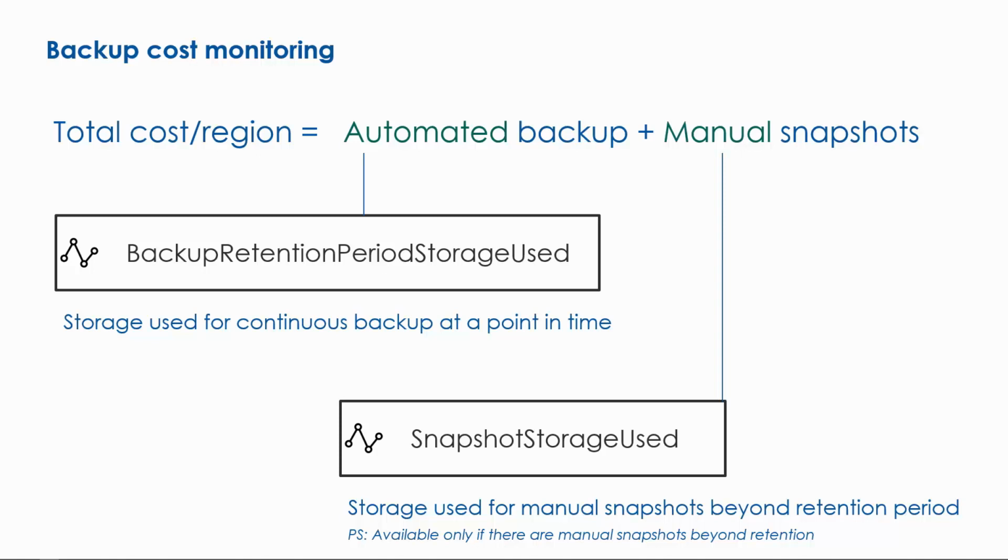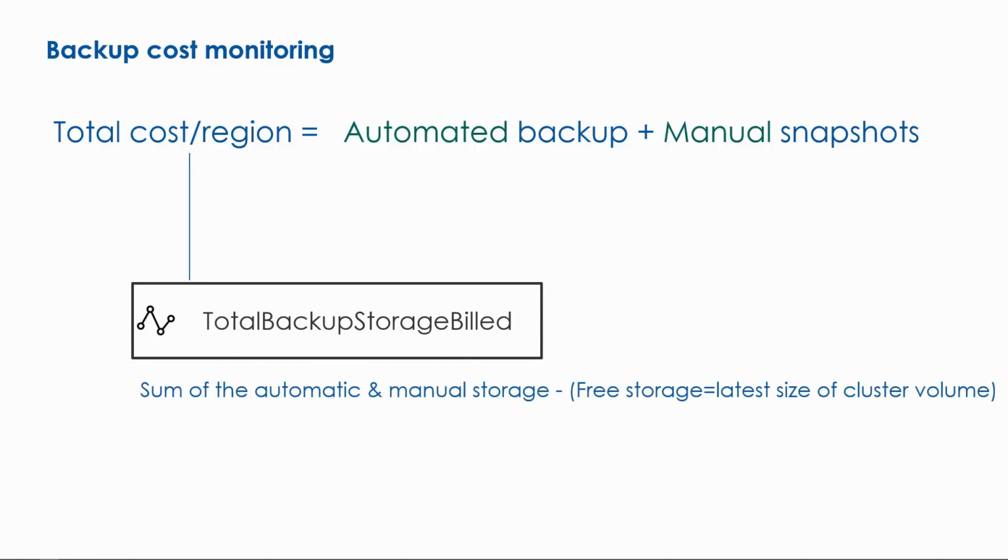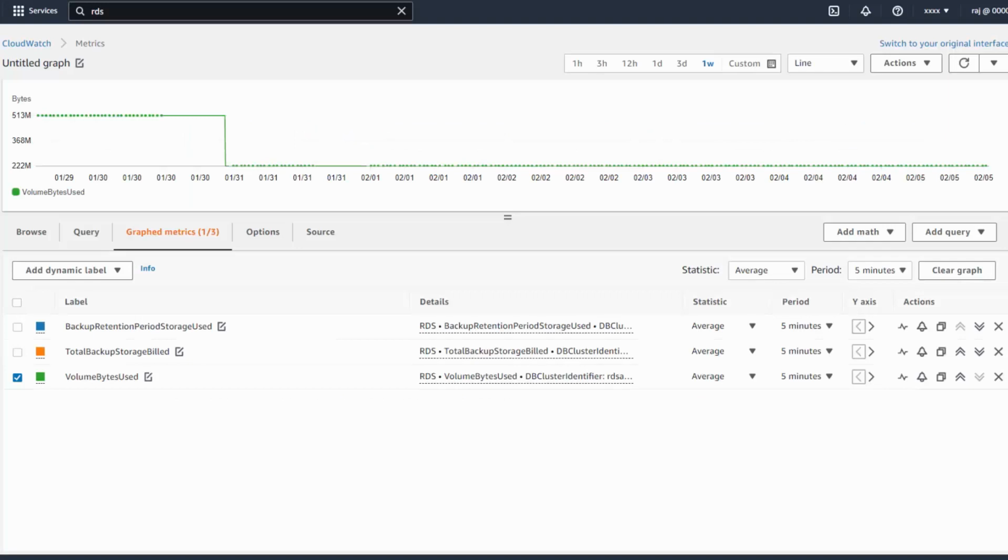The unit for both of these CloudWatch metrics is bytes. The total backup storage billed metric is calculated by adding the 2 other metrics and subtracting from it the free storage, which is equal to the latest size of the cluster volume. Let me walk you through the CloudWatch metrics for my cluster.